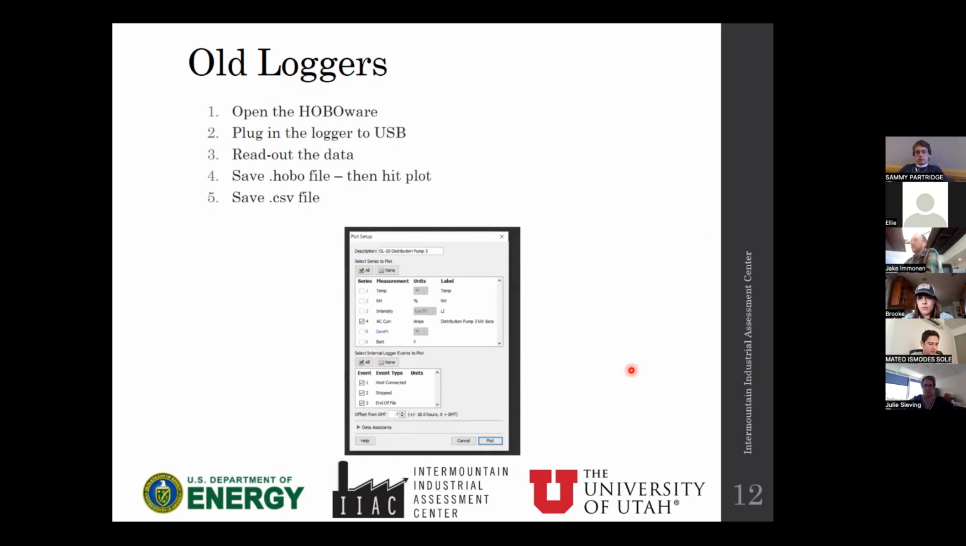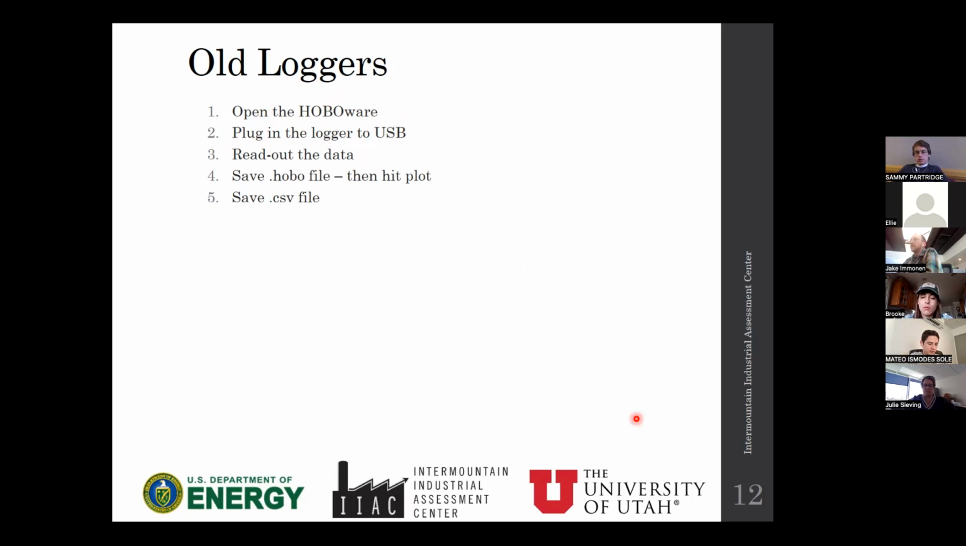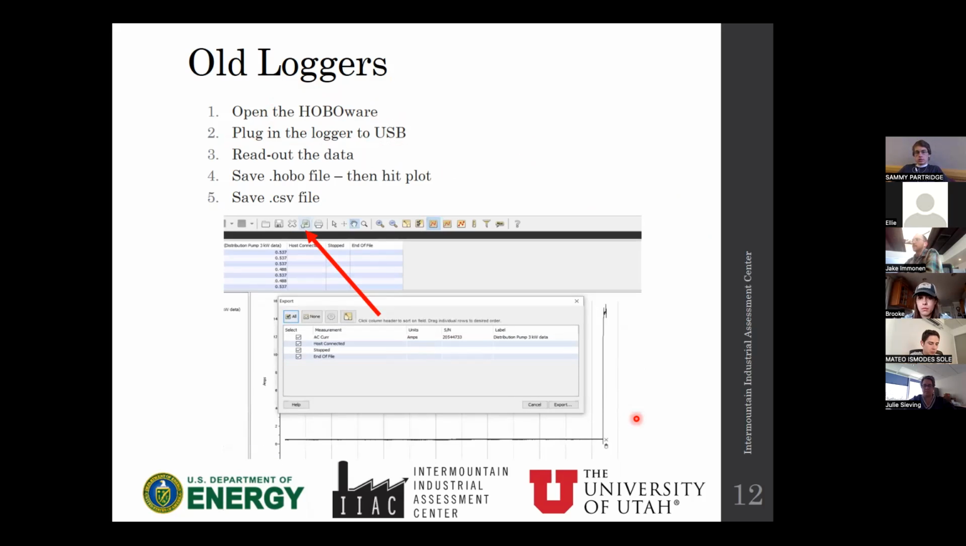Once you hit save, it'll bring up this box, and you can just hit plot. Once you hit plot, you'll get this screen, which will show a plot of the data that you have. This is a good opportunity to just quickly look over the data and see what it looks like.